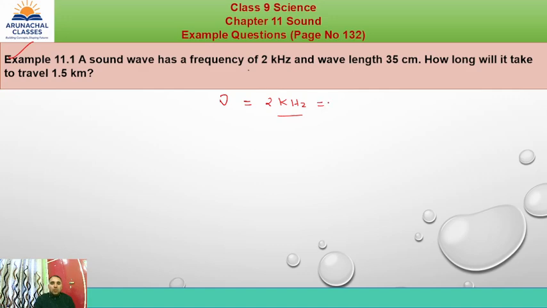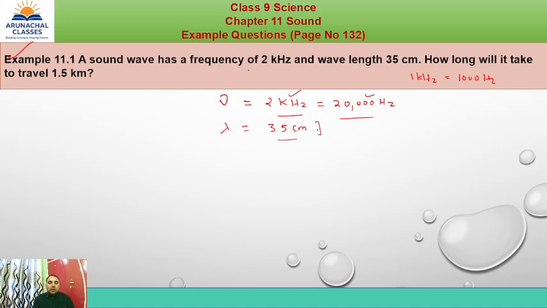When I say 2 kilohertz, it is 2000 hertz. As we know that 1 kilohertz is 1000 hertz, so we have converted this kilohertz to hertz, and a wavelength of 35 centimeter. So the symbol of wavelength is lambda, which is 35 centimeter.